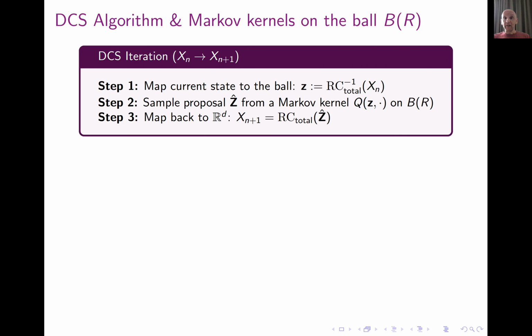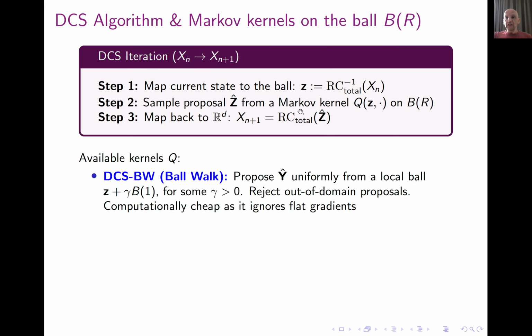The algorithm is very simple now, right? I want to describe how I go from x_n to x_{n+1}. I first go back with my total diffeomorphism onto the ball. And on the ball, I choose my favorite Markov kernel on this convex set. I make one step, and I move back. So now the question is, what kernels Q can one choose? And this question has been answered already for us, because this is a nice convex body in R^D.